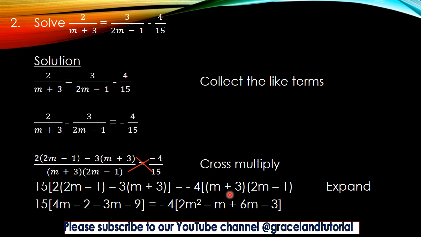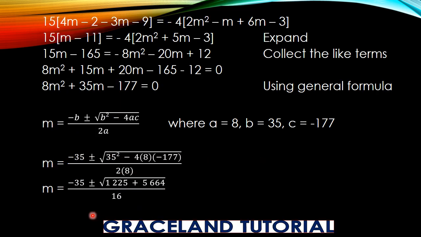Then m times minus 1, you have minus m. Plus 3 times 2m, plus 6m. Plus 3 times minus 1, minus 3. All of that will be in brackets. Then the minus 4 will be outside that bracket, minus 4. Okay. The next thing, we still have to expand the outside bracket.